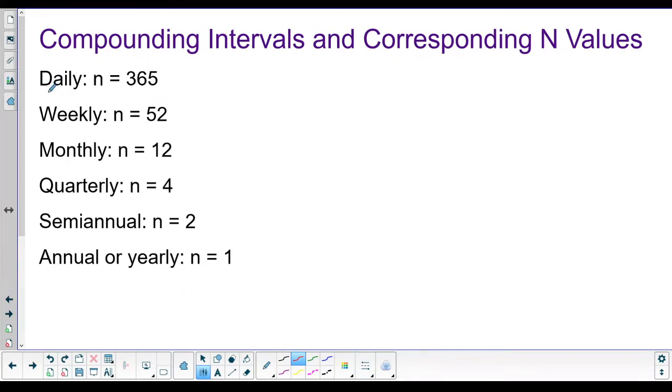So if they say daily, because we're talking about time in years, you want to think about how many times does this thing happen in a year? So there are 365 days in 1 year. So n equals 365 if you see the word daily. Weekly, there are 52 weeks a year. So n would equal 52. Monthly, there are 12 months.